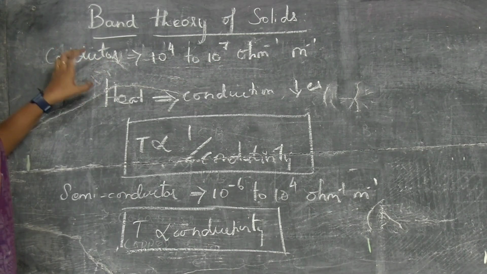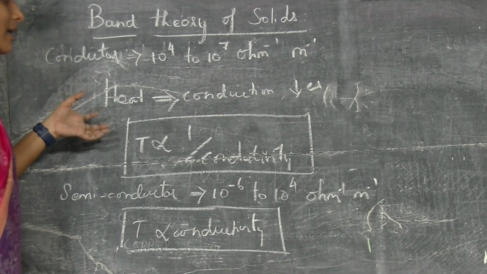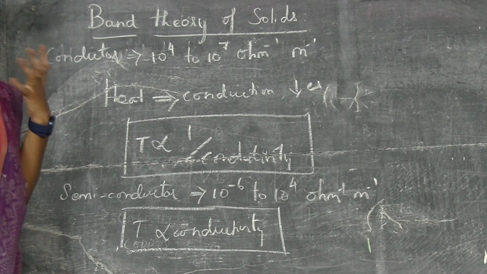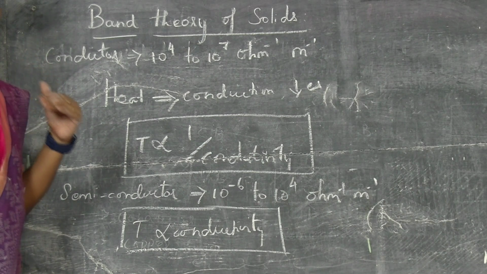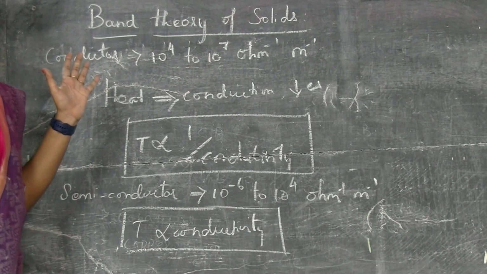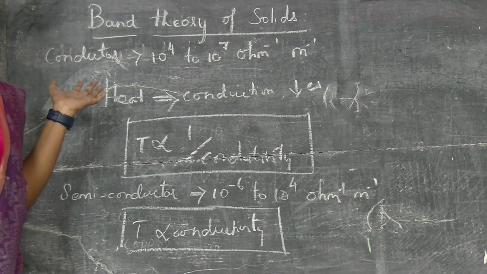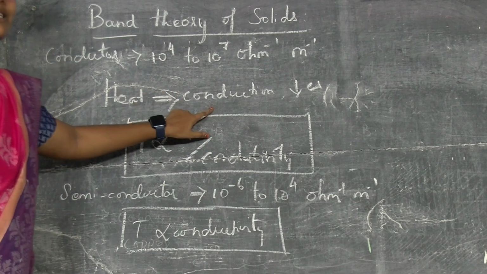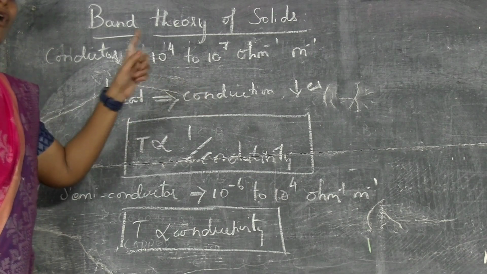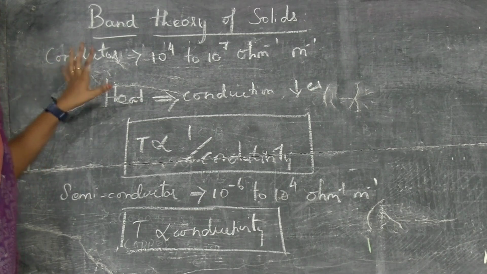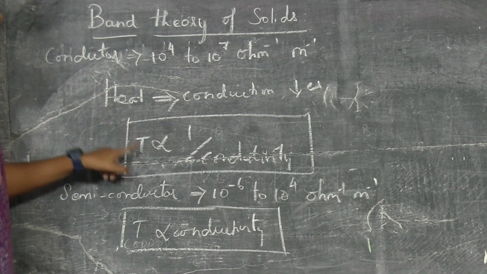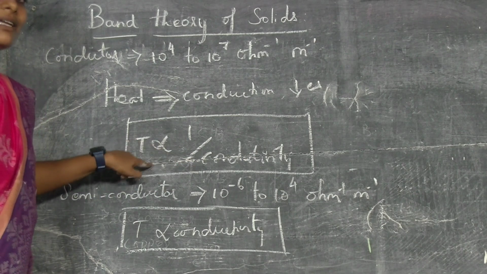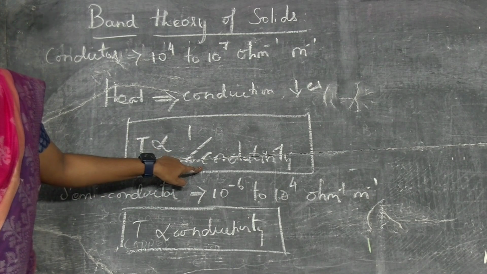In conductors, when we give heat to the material, what actually happens? Conductance decreases, because there is no energy gap between the valence band and conduction band in conductors. So we don't need to give heat in conductors. If you give heat, the conduction decreases, as the flow of electrons gets slower. So temperature is inversely proportional to conductivity. If we give temperature, the conductivity decreases here.